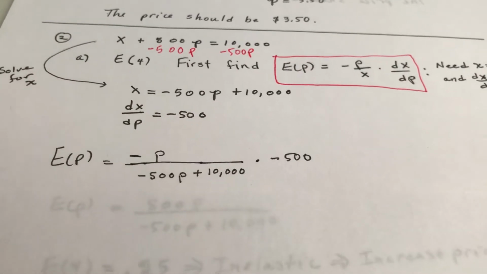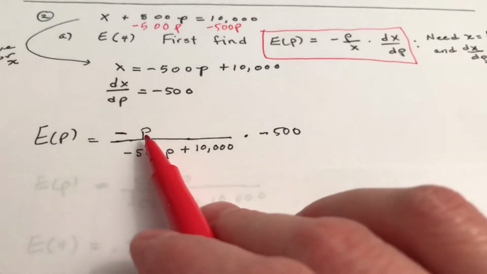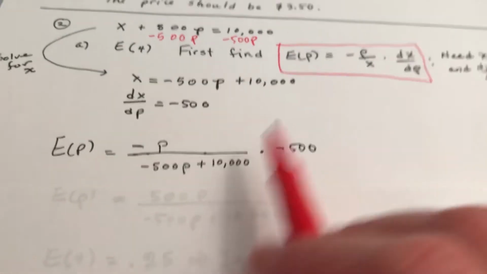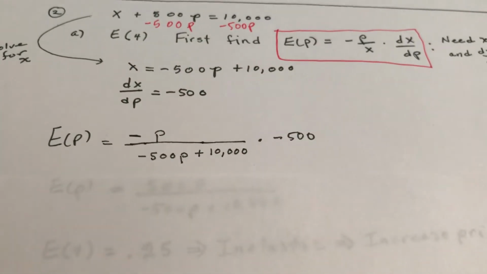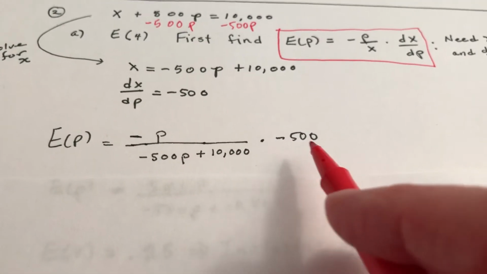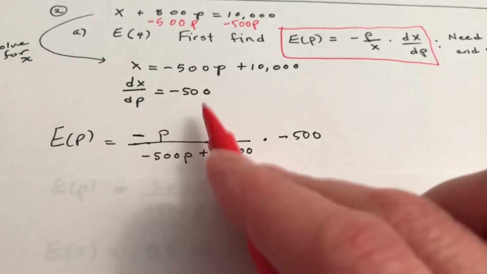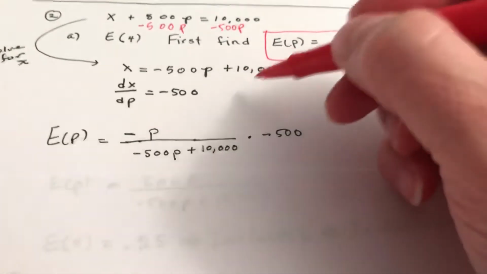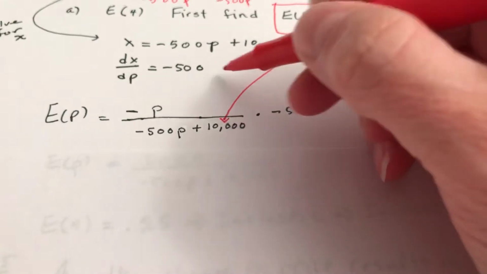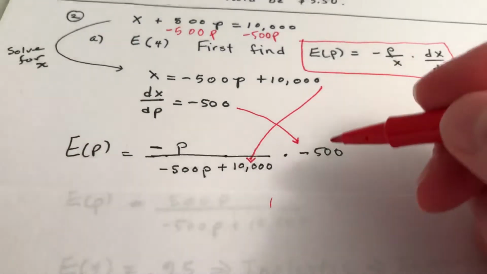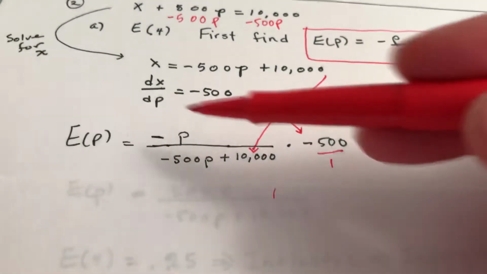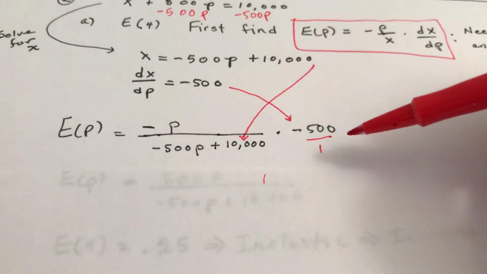And this is our second practice at this. Notice I put the negative with the p. I divide by x, which is negative 500p plus 10,000. And then I have the negative 500, which is the dx/dp. So that gets put under here, and that gets put right over there. Now it's over 1, so you take negative p times negative 500 and get 500p on top. So I'm going to write it that way.